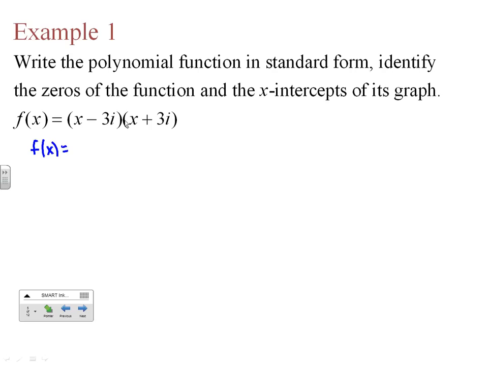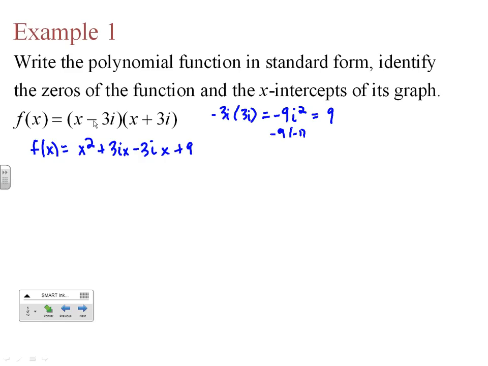This is FOIL. x times x is x squared. Outer is x times 3i, which is 3ix. Inner is -3i times x, which is -3ix. And then last, this is -3i times positive 3i. Well, if I multiply that together, I get -9i squared. -9i squared is really a positive 9, because i squared is -1. So -9 times -1 gives me 9.